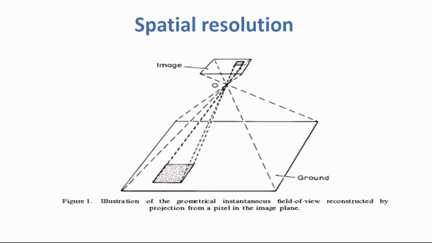Here also, through this geometry the instantaneous field of view is constructed: in your sensor this is how it is, but on the ground it is covering this much of the area.